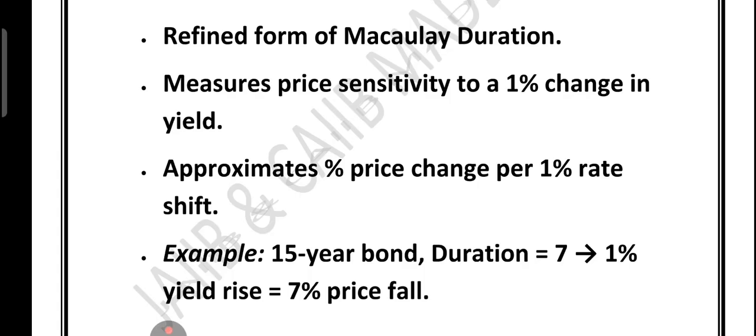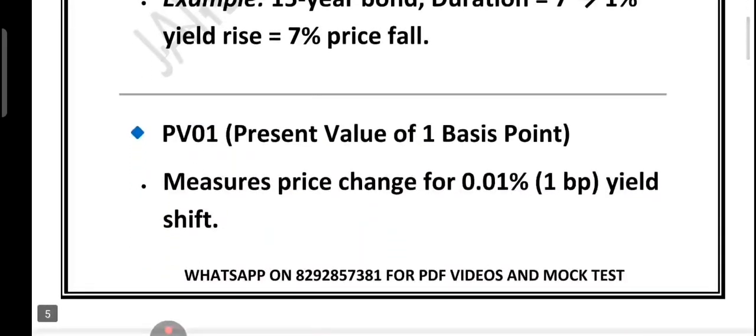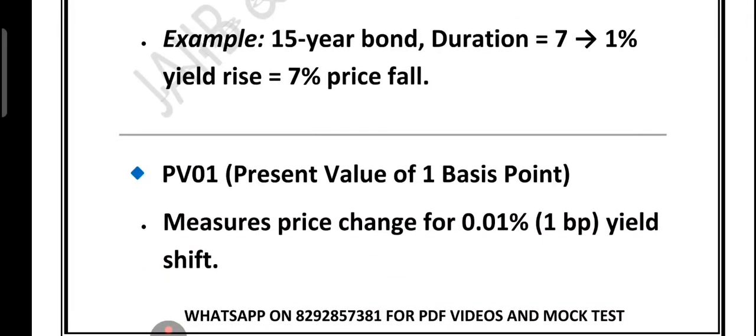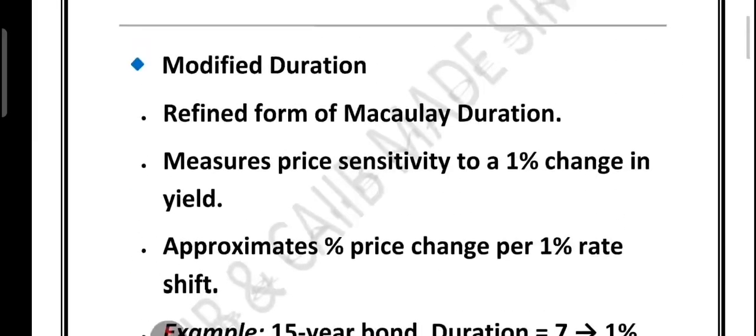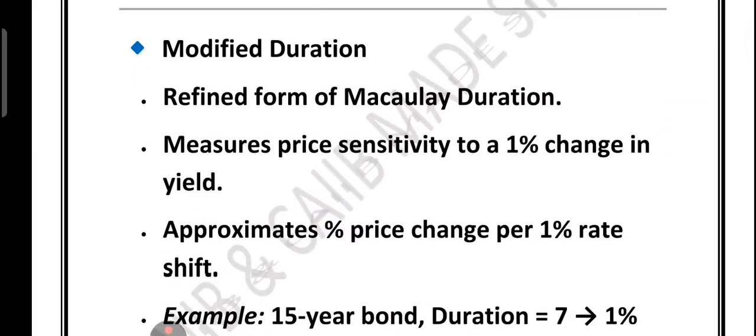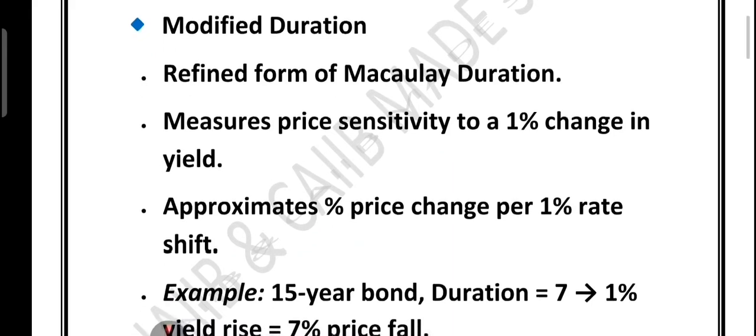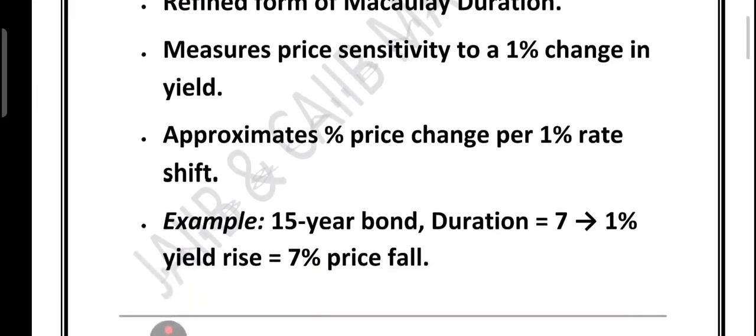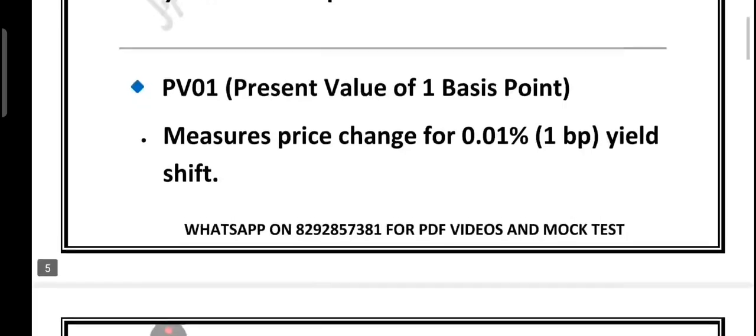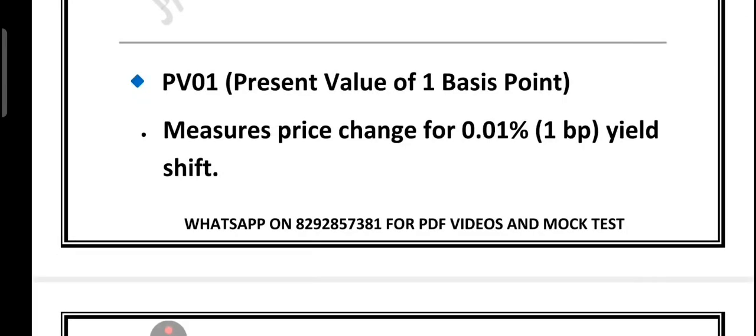So basically, the higher the duration, the more sensitive the bond, the bigger the price change with every rate movement. Remember, this is the basic equation, right? More duration, more bond sensitiveness, more price change with every rate movement. So let's quickly revise the key points. We started with modified duration, which is a kind of improved Macaulay duration. It shows the percentage price change for 1% yield change. A 1% rise in yield is equal to a price fall of roughly the duration percentage. Higher duration means more price sensitivity. I hope this is crystal clear now.